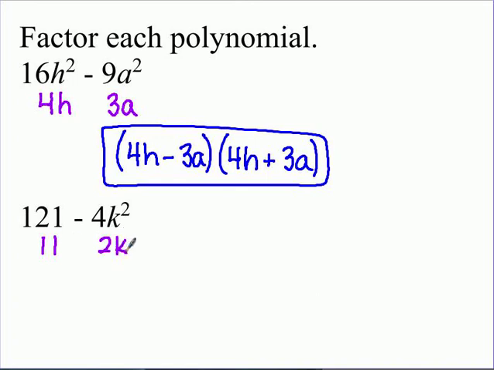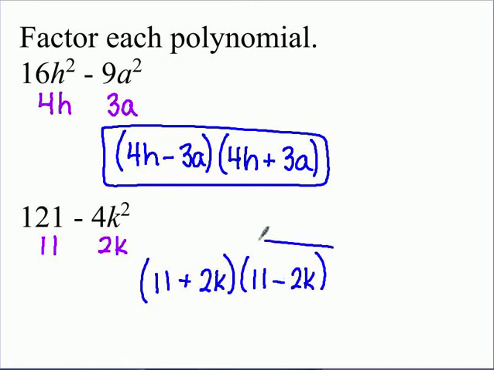2k. Once again, two quantities. First term in each quantity, 11. Last term in each quantity, 2k. One is addition, one is subtraction. Notice we put the plus first on the second one and the minus on the second term. It doesn't matter, as long as you have one of each.